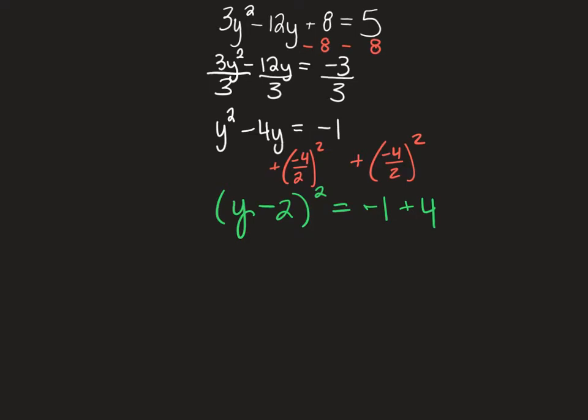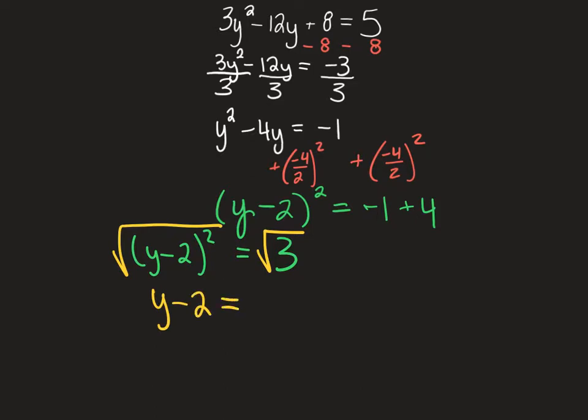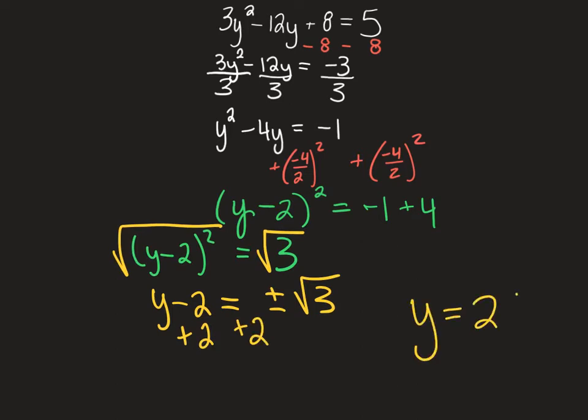So then we get y minus 2 squared is equal to 3. And then what do we do? Square root both sides. So then you get y minus 2 is equal to plus or minus the square root of 3. Then what? Add the 2. So then your final answer is y equals 2 plus or minus the square root of 3.